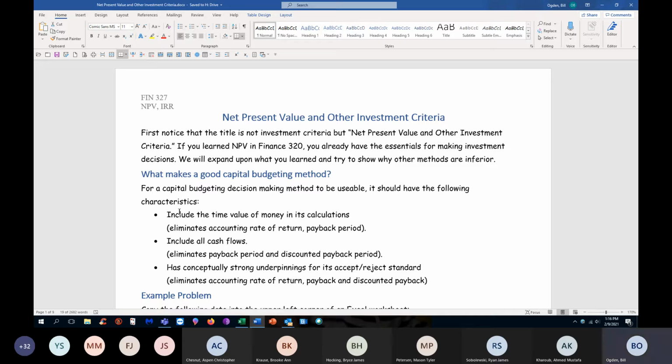Okay, so if you walked out of Finance 320 remembering nothing about capital budgeting except that, oh, I think they told us to use the NPV, you learned enough. That was right. If you forgot these other methods, well, in order to make a correct investment decision, you know enough. Okay, but my goal here is to expand upon that and just to show you how the NPV relates to the IRR.